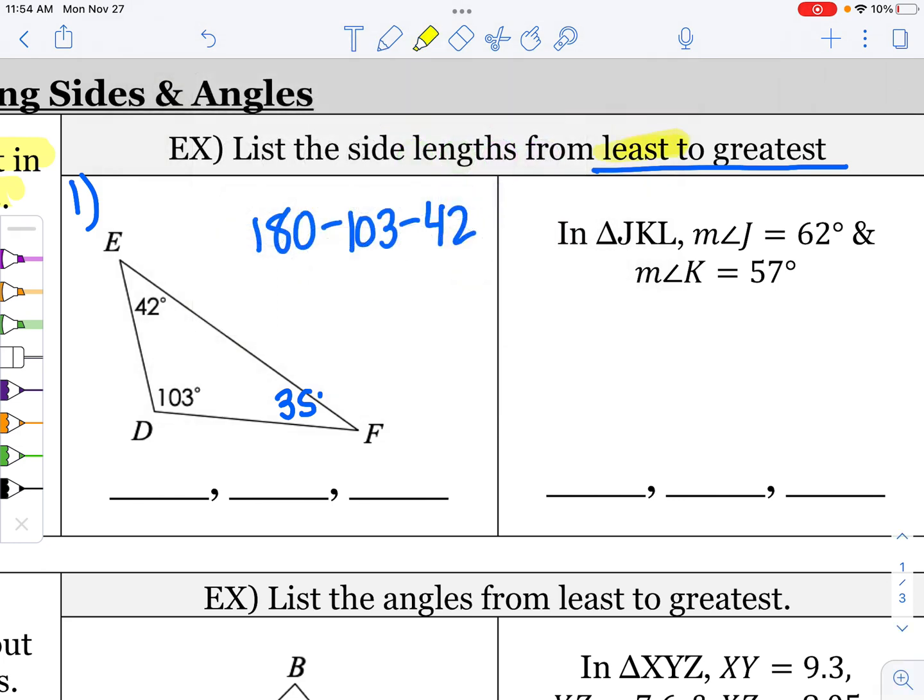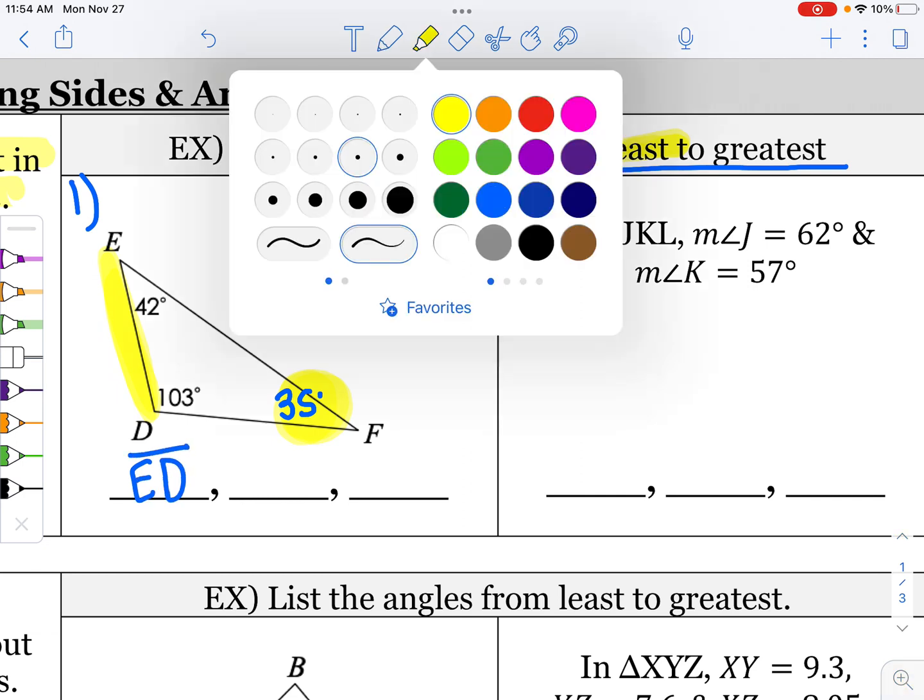So what is the smallest side length going to be? Well, it's going to be across from the smallest angle. Here's the smallest angle. That means that side ED must be the shortest. Even though I don't know what its value is, side ED is the shortest in this triangle.